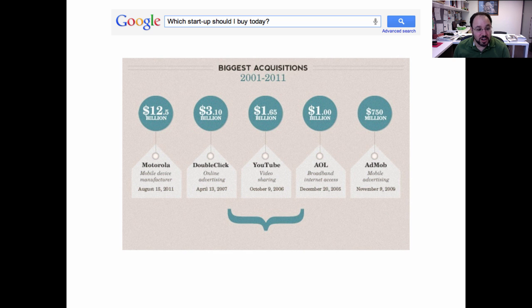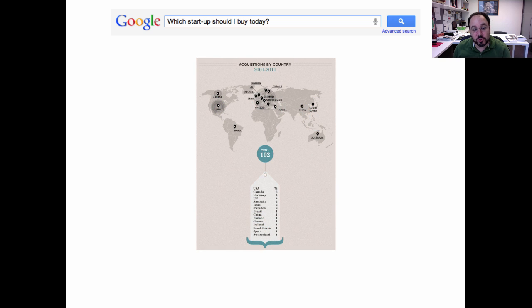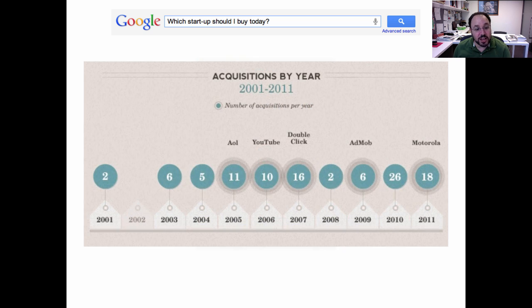Here's just some data before the recent flurry. They were buying many for billions of dollars, all the way up to Motorola for $12 billion. And they bought them from all over the world. And moreover, those acquisitions are increasing year by year.